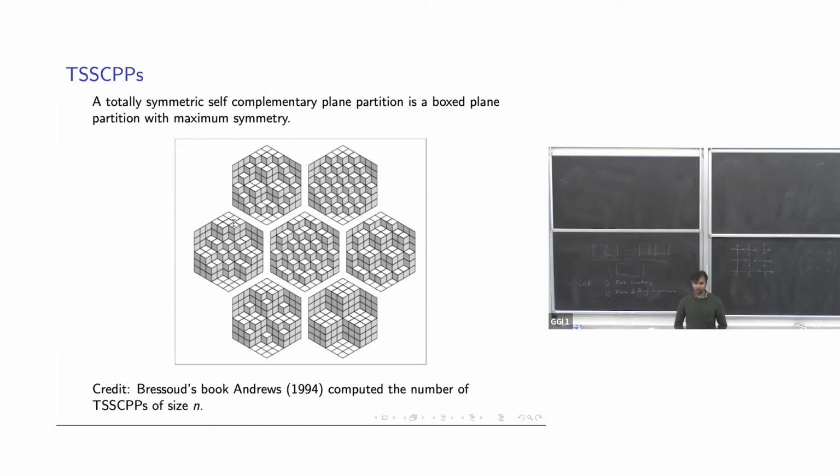Okay, so let me tell you what a TSSCPP is: a totally symmetric self-complementary plane partition. It is a box plane partition with the maximal type of symmetries, so you can rotate and reflect it. These are the 7 possible totally symmetric self-complementary box plane partitions. You can take this configuration, rotate it in any way that you want or reflect it, and you'll still get the same picture. These were counted, as I mentioned, by Andrews in the 90s. He gave the formula for them.